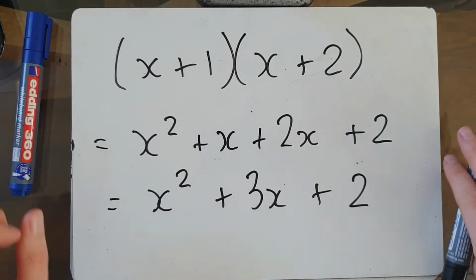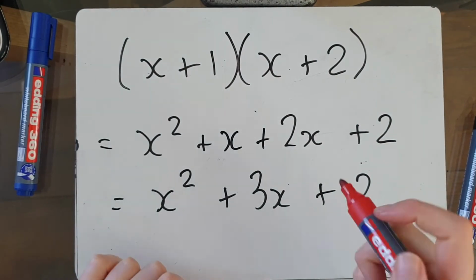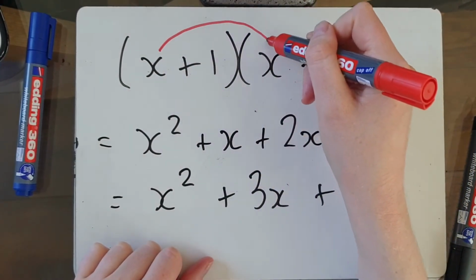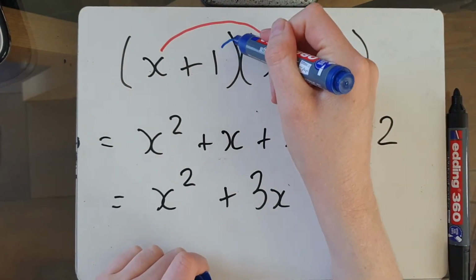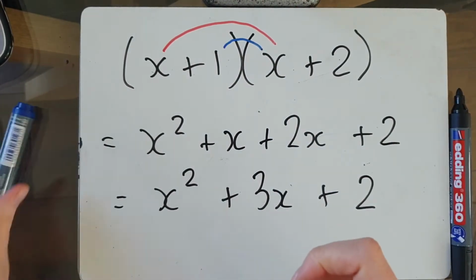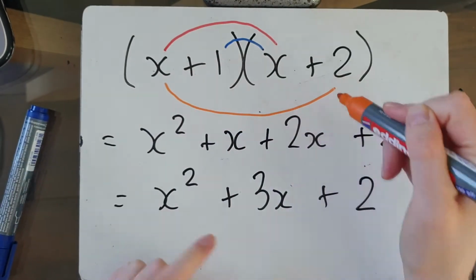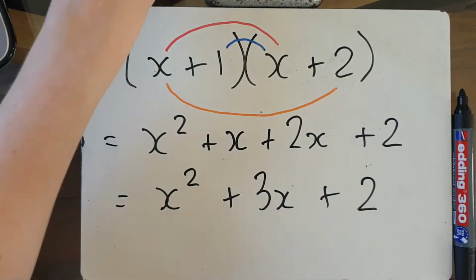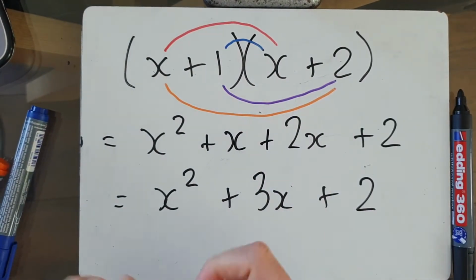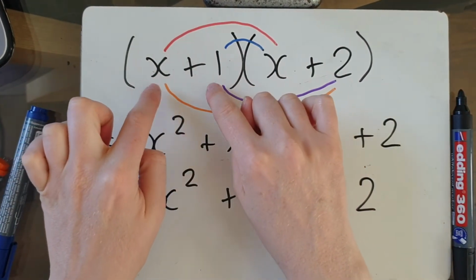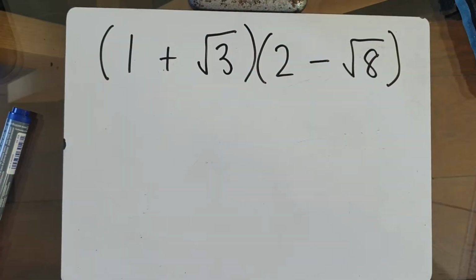Exactly the same method for expanding double brackets where you've got surds. So we've done these two multiplied together. We've done these two multiplied together. We have done these two multiplied together. And we've done these two multiplied together. So every term in this bracket has been multiplied by every term in this bracket.